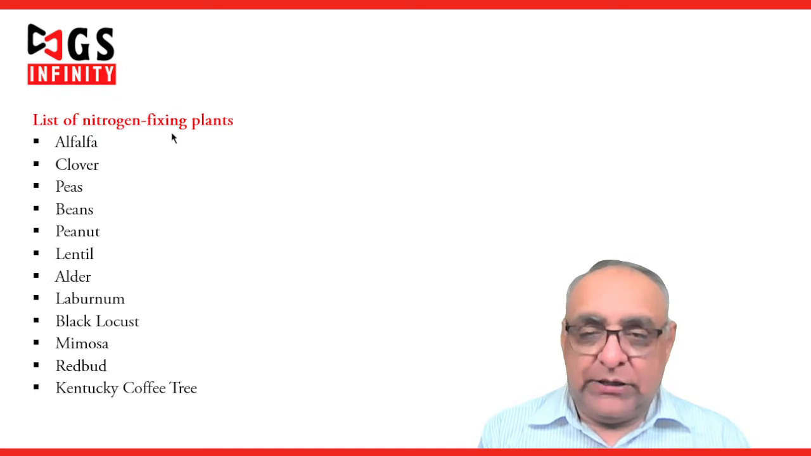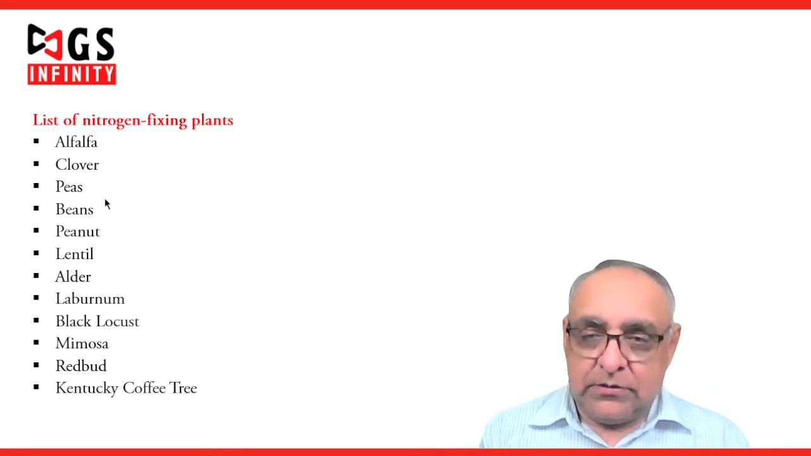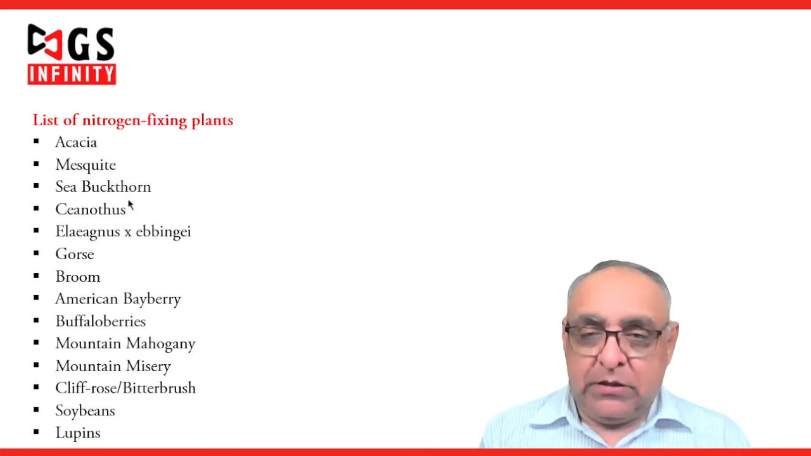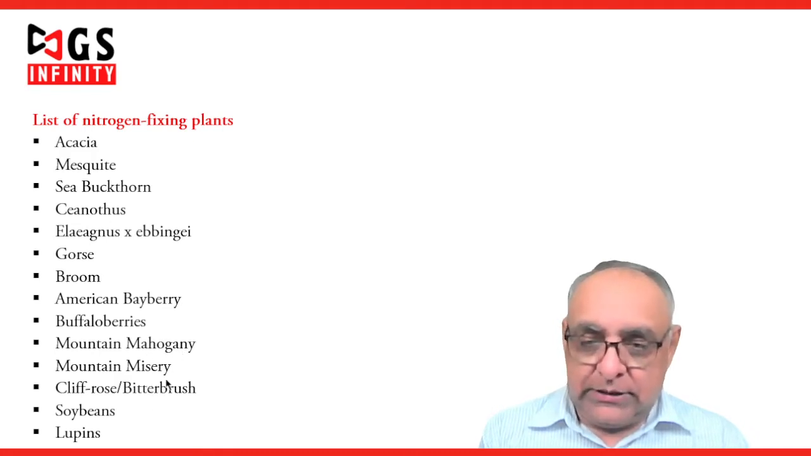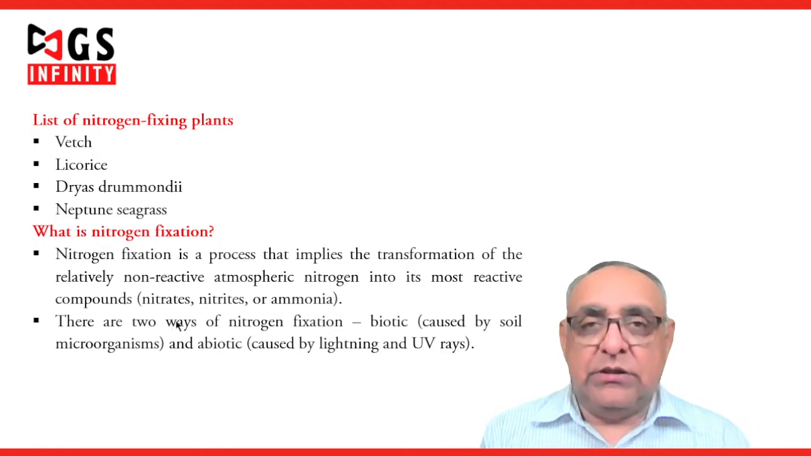So now, list of nitrogen fixing plants. The plants that fix nitrogen are Alfalfa, Clover, peas, beans, peanut, lentil, elder, laburnum, black locust, mimosa, redbud, Kentucky coffee tree, acacia, mesquite, sea buckthorn, ceanothus, Elaeagnus x ebbingei, gorse, broom, American bayberry, buffalo berries, mountain mahogany, mountain misery, cliff rose, bitterbrush, soybeans, lupins, wedge, licorice, Darius, Drummondi, Neptune seagrass. So these are the various nitrogen fixing plants.